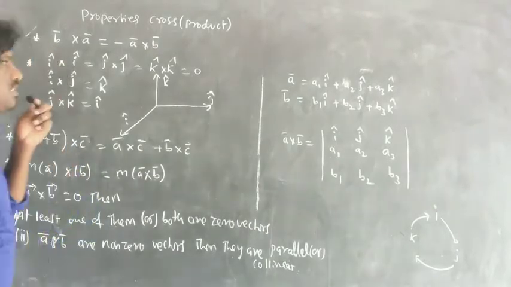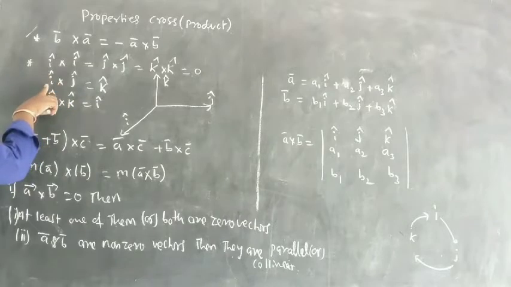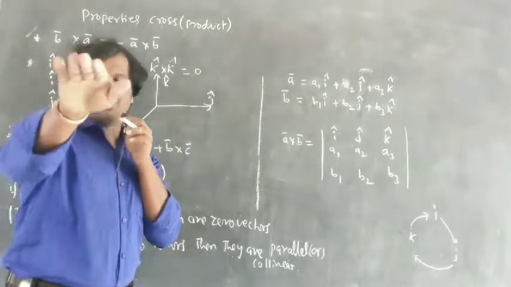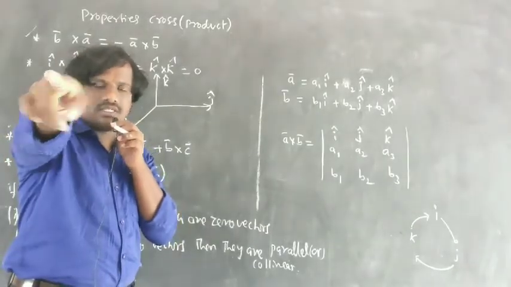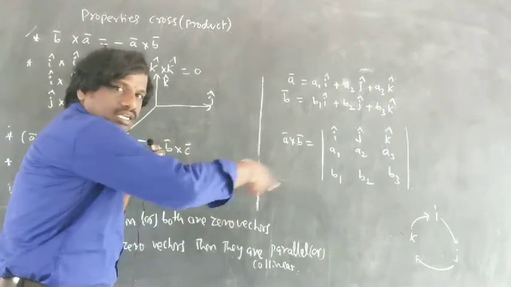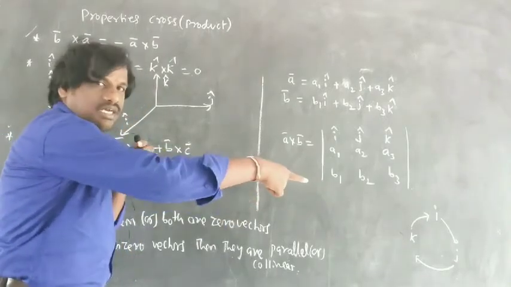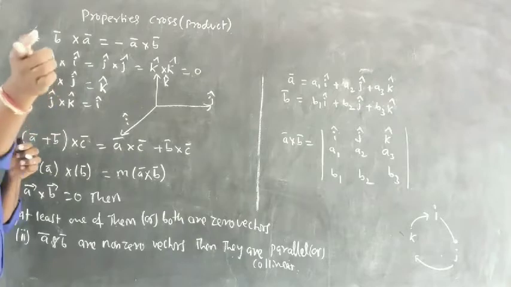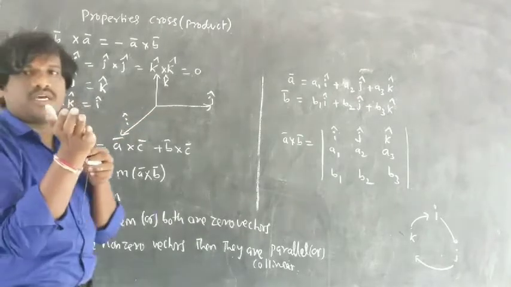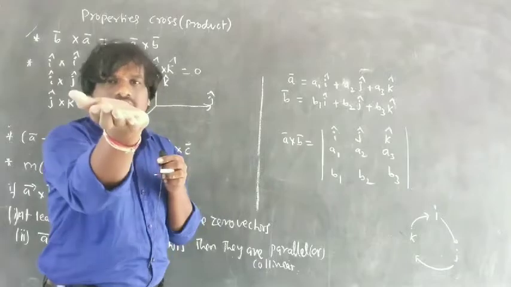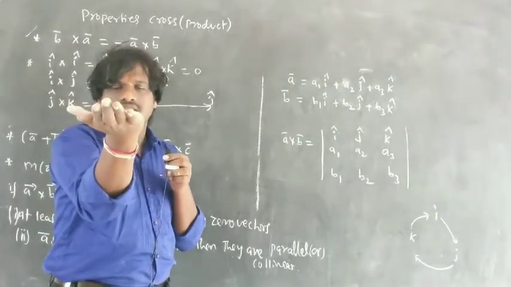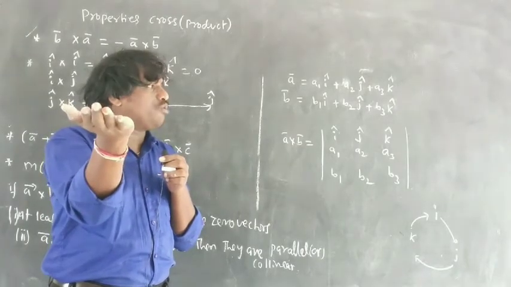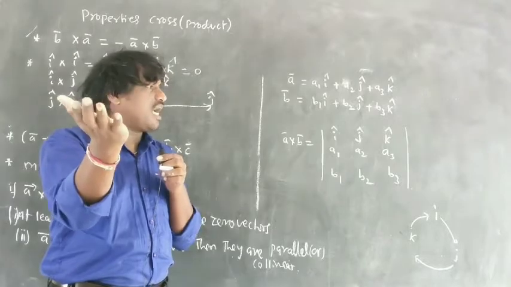I'll make you understand this concept. What is I cross J? See, this is the I direction and this one is the J direction, perpendicular to it, and the K direction is upwards. So I have to keep my fingers along the I direction, keep that hand, and I have to mold it toward which direction?